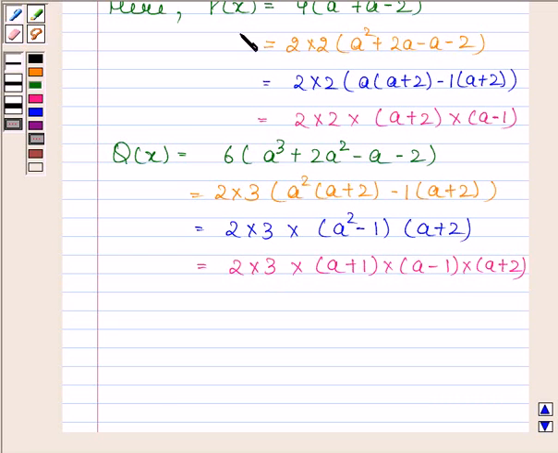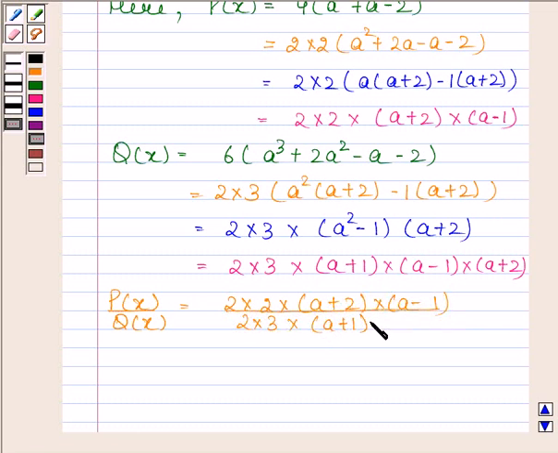Now p(x) and q(x) will be in lowest terms if they have no factor in common. So let us first cancel out the common factors from both p(x) and q(x). Now p(x) by q(x) is equal to 2 into 2 into (a + 2)(a − 1) divided by 2 into 3 into (a + 1)(a − 1)(a + 2).